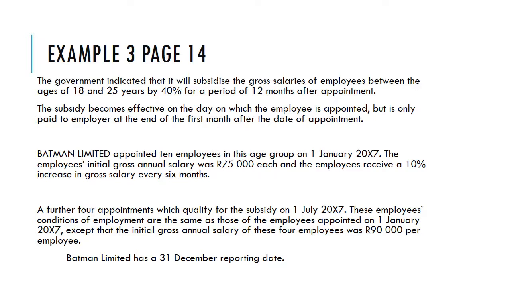Then on 1 July 2007, a further 4 employees were appointed which qualify for the subsidy. These employees' conditions of employment are the same as those employed from 1 January, so they also get the increase. Except now their initial annual gross salary is 90,000 Rand per employee for these 4 employees. And then Batman Limited has a 31 December reporting date. So let's look at how we are going to calculate the salaries for these employees.